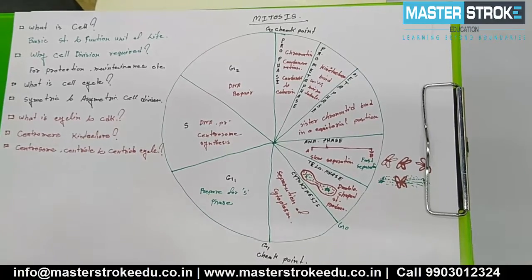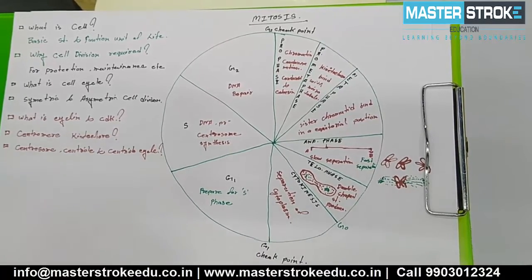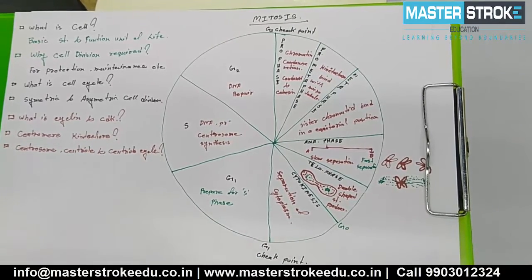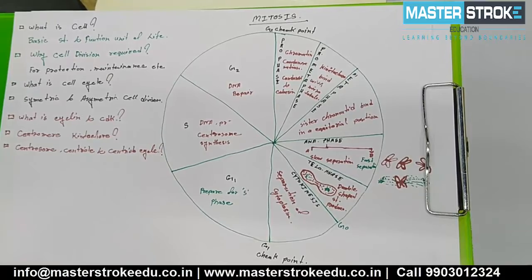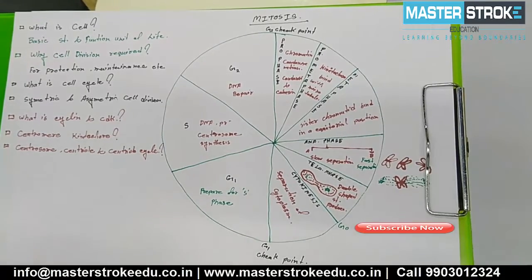For example, think that our skin is cut, wounded, or burned. So at that particular area, what actually happened? The cells are damaged. So it is very necessary to replace the damaged cells with fresh new cells. So cell division is extremely important.